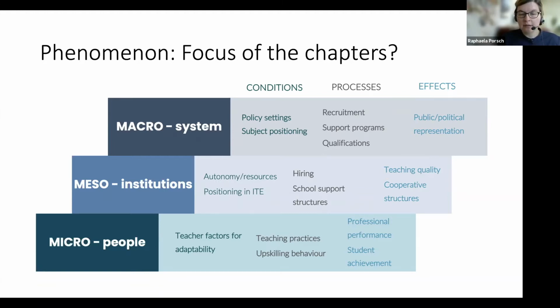And then for each of the levels, we can look at the conditions, the processes and the effects. And this is just an example. So when we look at the micro level, for the conditions, we could look at teacher characteristics. For example, we can compare characteristics of out-of-field teachers with in-field teachers. That's a way it was done in order to identify what is needed by out-of-field teachers.